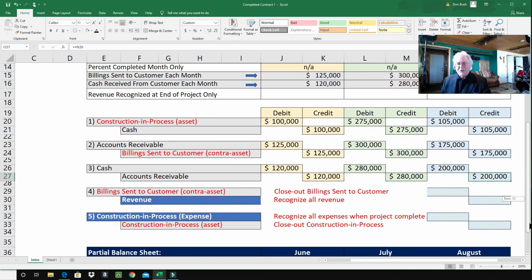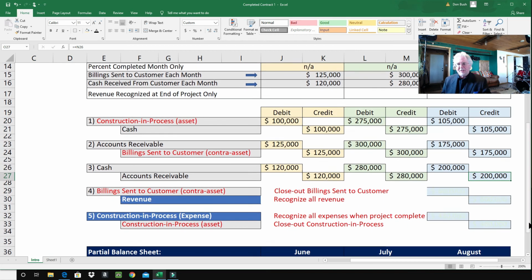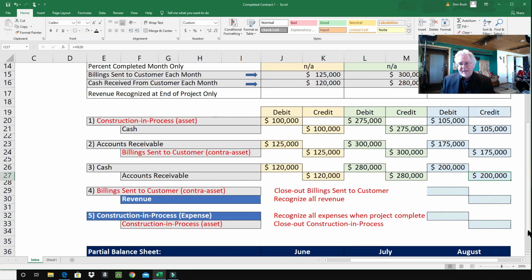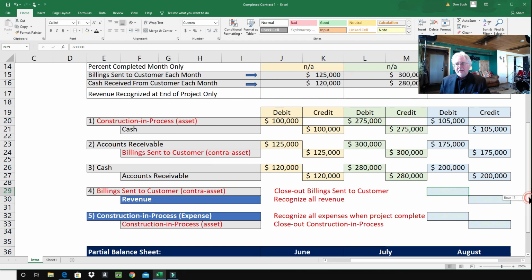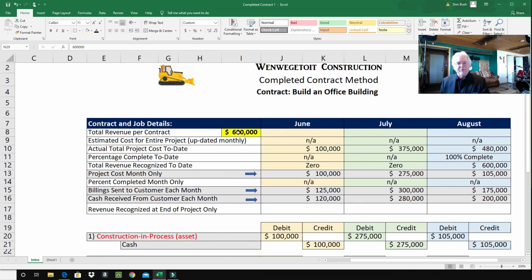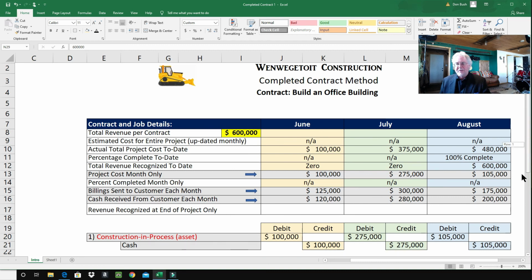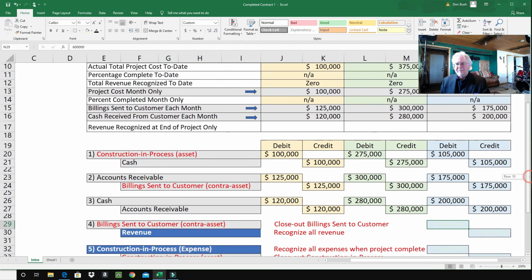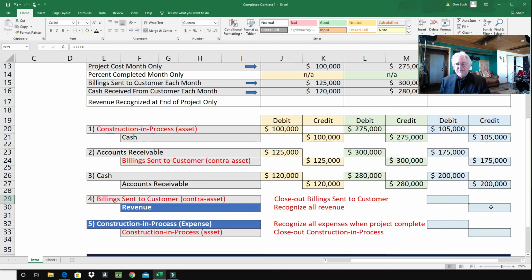We've got 2 more entries to do, and they're very simple entries. And we only do these entries when the project is finished. Billing sent to customers, and we're recognizing the revenue. Well, ladies and gentlemen, what was the contract amount again? The contract amount was $600,000. We are going to recognize all of that revenue here at the end of the project. So I'll put $600,000 right there.